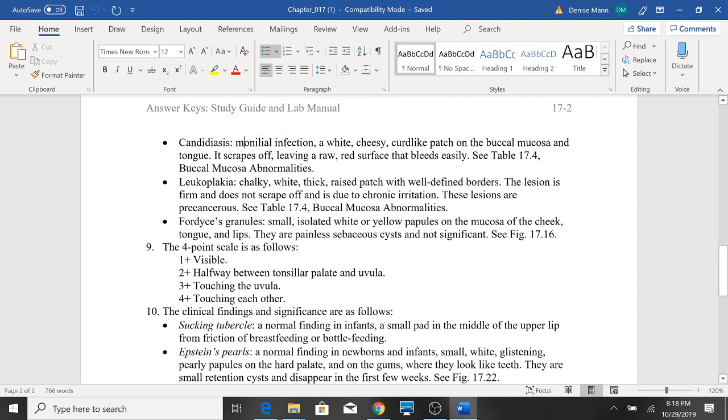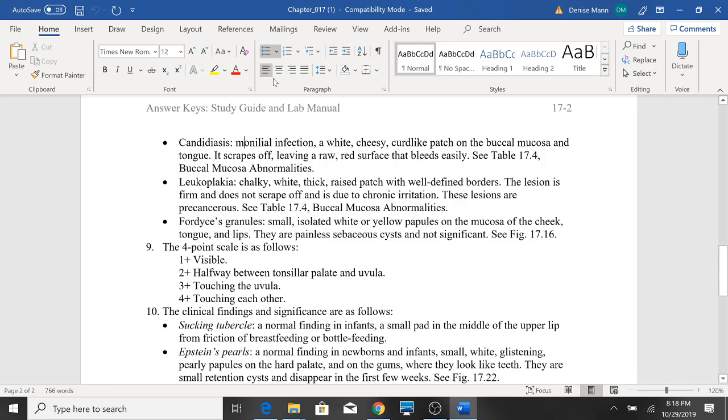Candidiasis, or monilial infection, is a picture in the textbook. Full review: it's a white, cheesy, curd-like patch on the buccal mucosa and tongue. This does scrape off, leaving a raw red surface that bleeds easily.